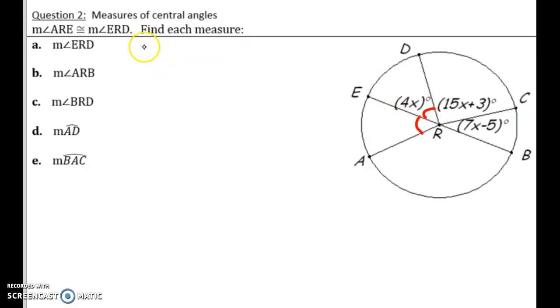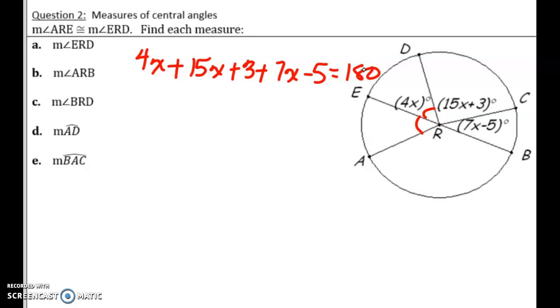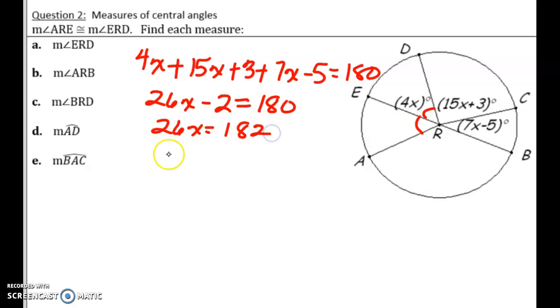So I'm going to start by writing the equation. I'm going to say 4x plus 15x plus 3 plus 7x minus 5 equals 180. I'm going to combine like terms and hopefully that will lead me to a good answer. 4 plus 15 plus 7 is 26x, 3 minus 5 is minus 2, equals 180. 26x equals 182. And when you divide, x is equal to 7.